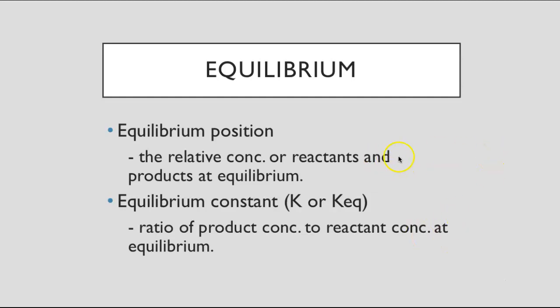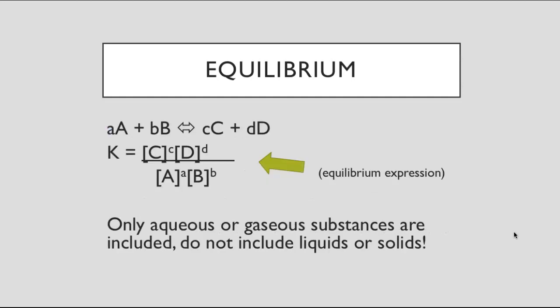And then once we get those concentrations, we're going to calculate what's called an equilibrium constant, which is known as K or KEQ. So whenever you see K in a book, K and KEQ mean the same thing. Capital K always stands for the equilibrium constant. And the equilibrium constant is just the ratio of product concentrations to reactant concentrations at equilibrium. So we're going to look at this in a little bit more detail.